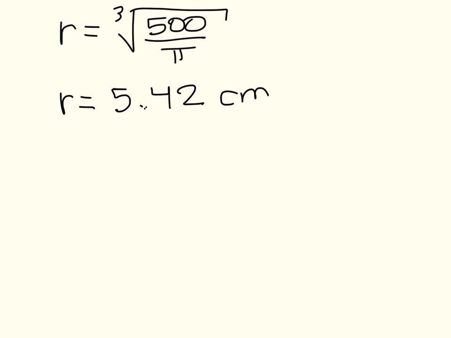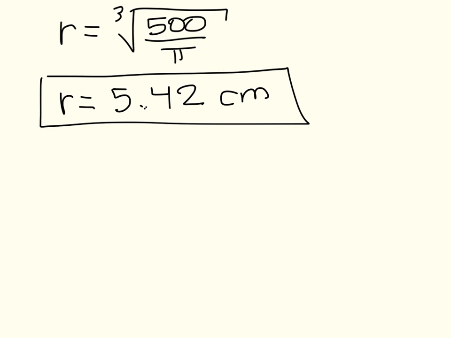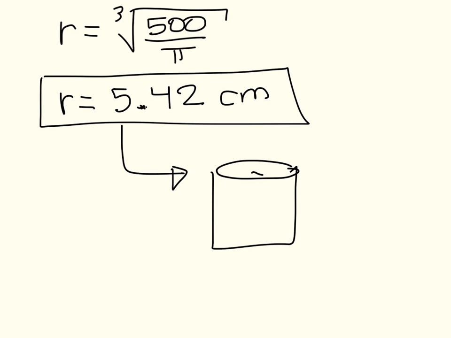This is centimeters. We were talking about cubic centimeters, but when we obtain the cubic root, that is 5.42 centimeters. What does this mean? That means that the radius that will minimize the material used in order to build a cylinder is going to be 5.42 centimeters.